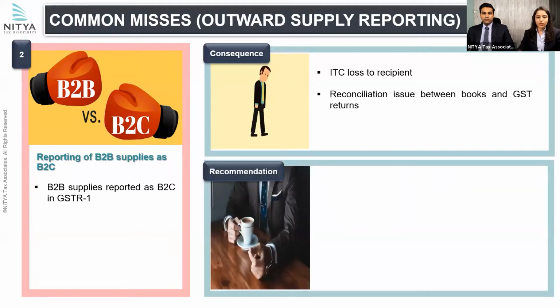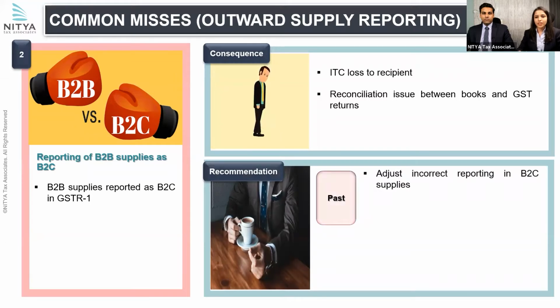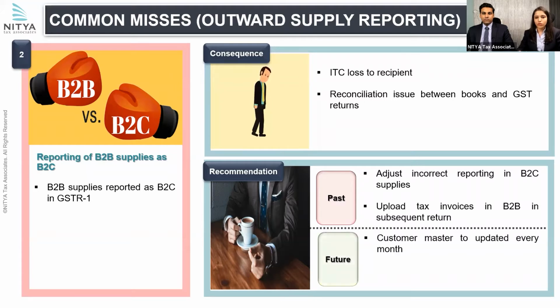So considering these consequences, our recommendation would be to adjust the incorrect B2C reporting in future returns and upload the tax invoices under the correct B2B supply head in a subsequent return. Also, the customer master should be updated every month to ensure there is no incorrect reporting and the errors are rectified at an early stage. Reconciliation with the books should be performed before the filing of GSTR1 is done.